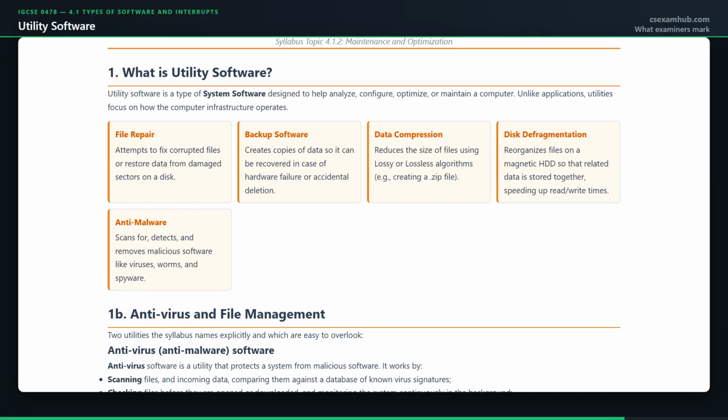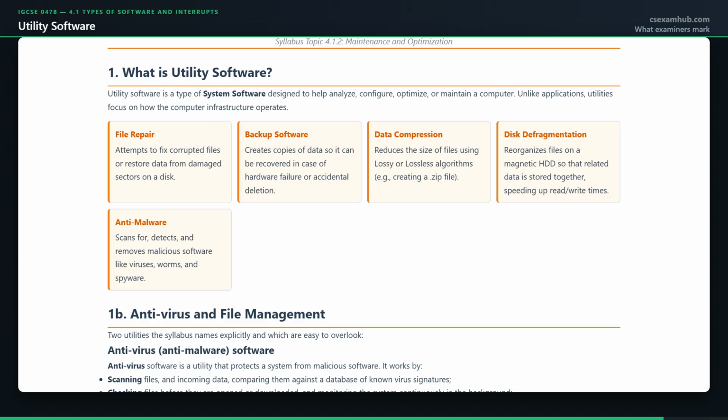Four things to take away. First, define a utility by its job: system software performing a specific maintenance task on the computer. Second, for antivirus, describe the process: scanning against a database of known signatures, quarantining what it finds, and updating regularly, rather than just saying it removes viruses. The updating step is frequently a mark on its own.